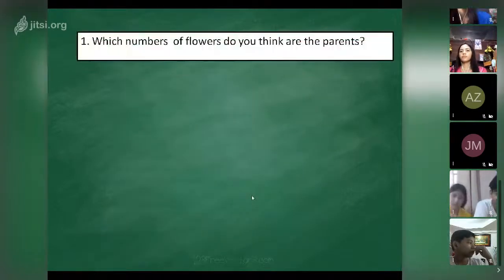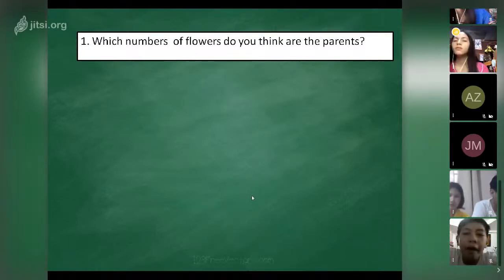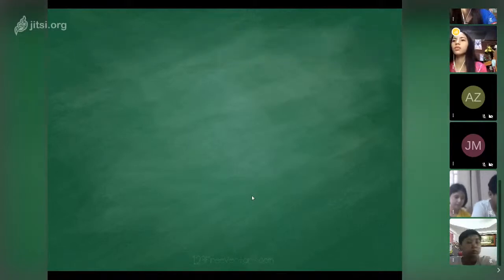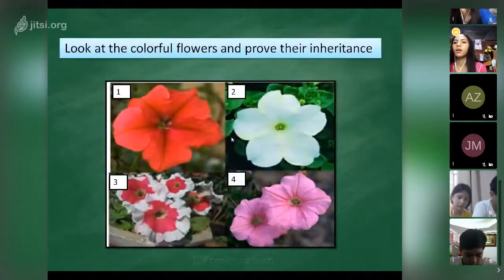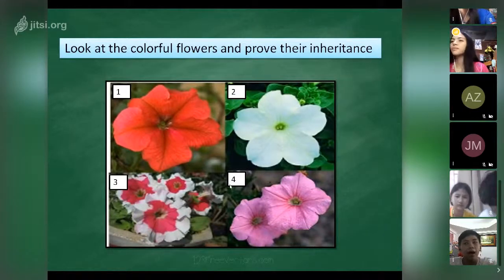Now, which numbers of flowers do you think are the parents? When you say parents, class, it is composed of one mother and one father. Now, between these four colorful flowers, which do you think are the parents? Okay, I'm going to call one to answer.